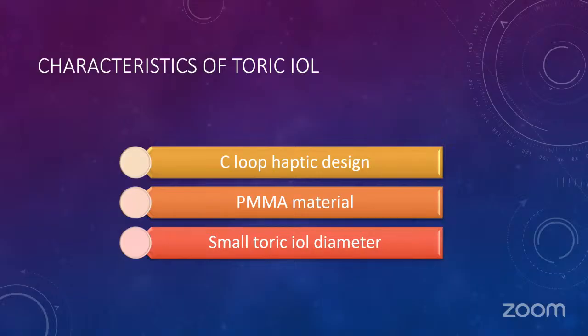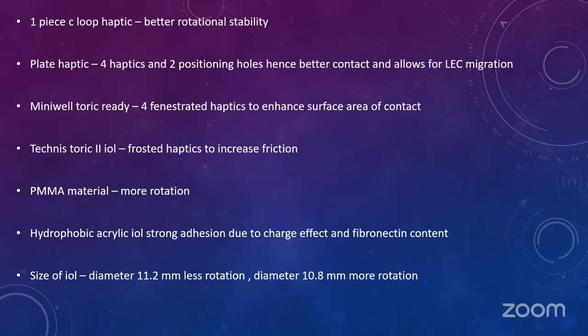Then the characteristics of toric IOL: C-loop haptic design, PMMA material, and small toric IOL diameter. One-piece C-loop haptic had a better rotational stability, but plate haptic overall has a better contact and 2 positioning holes, and the positioning holes allow some lens epithelial cells to migrate.